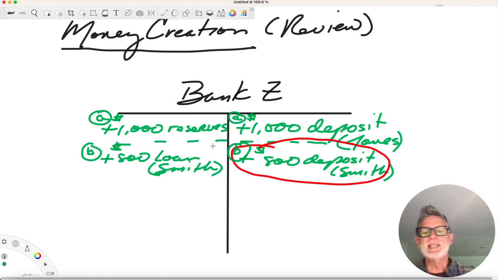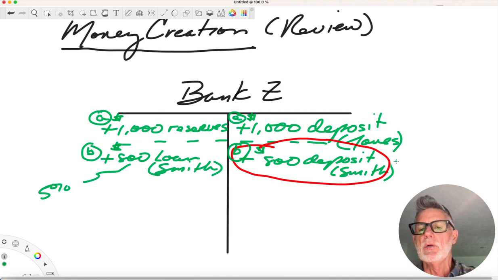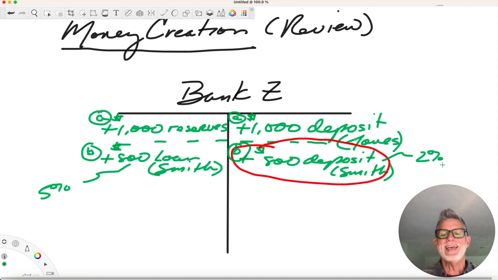But Smith isn't going to leave those funds in the account. As we said last time, Smith is paying 5% interest, let's say, on this loan and only maybe getting 2% on this deposit if the funds are left there a long time. And of course, Smith didn't borrow to earn interest. If Smith wanted to earn interest, Smith would have put this maybe in a certificate or something paying better interest than 2%.